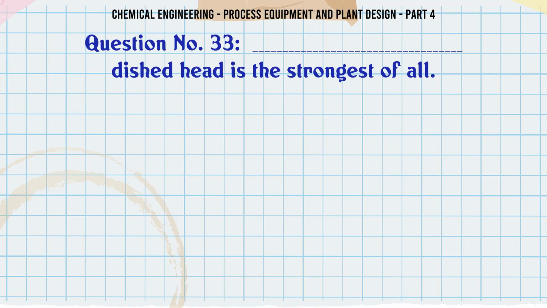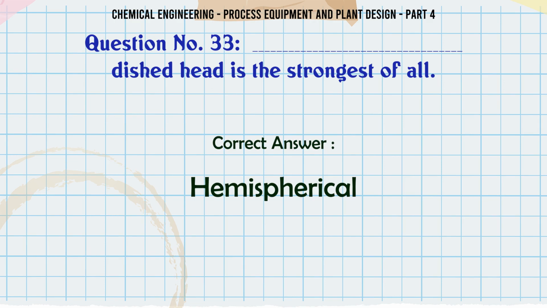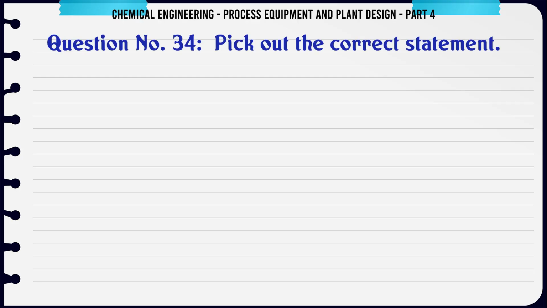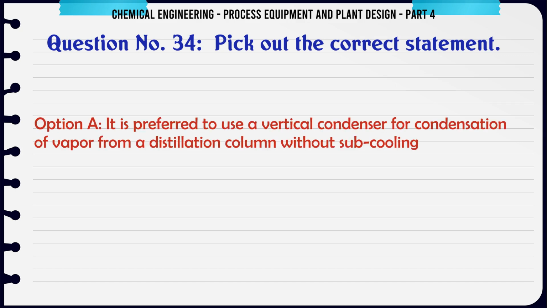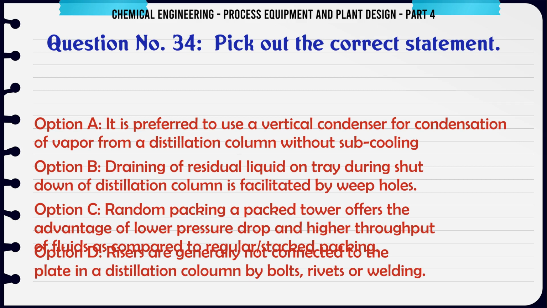Dished head is the strongest of all. A. Hemispherical, B. Elliptical, C. Torispherical, D. None of these. The correct answer is hemispherical. Pick out the correct statement. A. It is preferred to use a vertical condenser for condensation of vapor from a distillation column without subcooling.